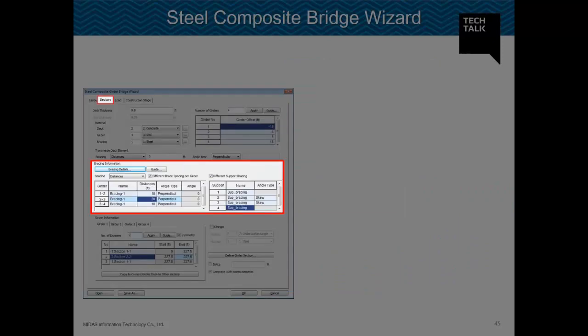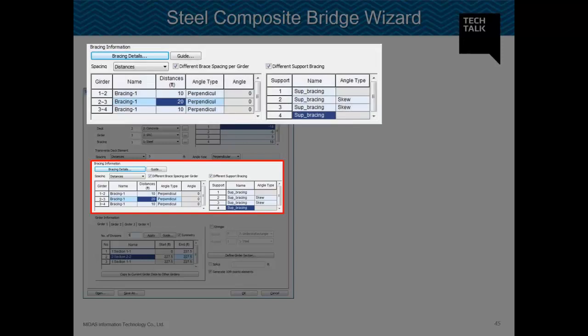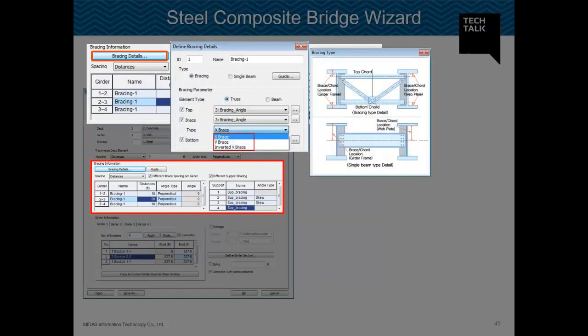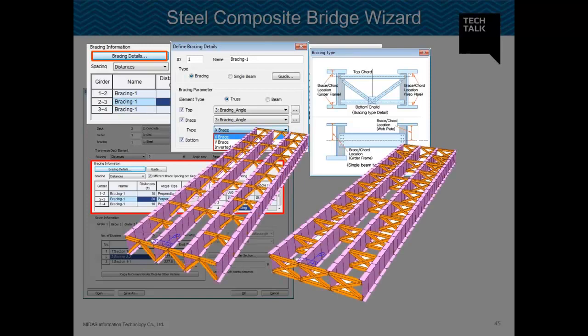Now we'll go ahead to the section tab. In the section tab, we can assign sections to different members. In the bracings, we can add information about the bracings if they are X or V braced or inverted V braced or they are just ladder type. So this information can be provided over here. And we'll get the braces modeled by the program after the wizard's completed.